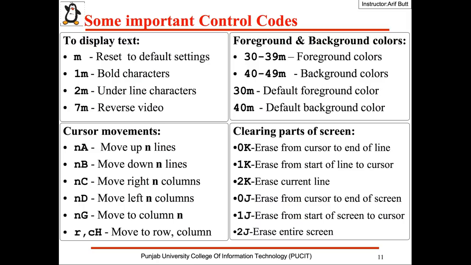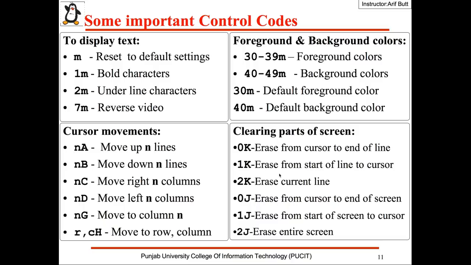You can use these codes to change the foreground colors, and these codes to change the background colors, 40, 41, 42, and so on to 49. And if you want to set the settings to default foreground, you can use 39m, and to set the default background color, you can use 49m.